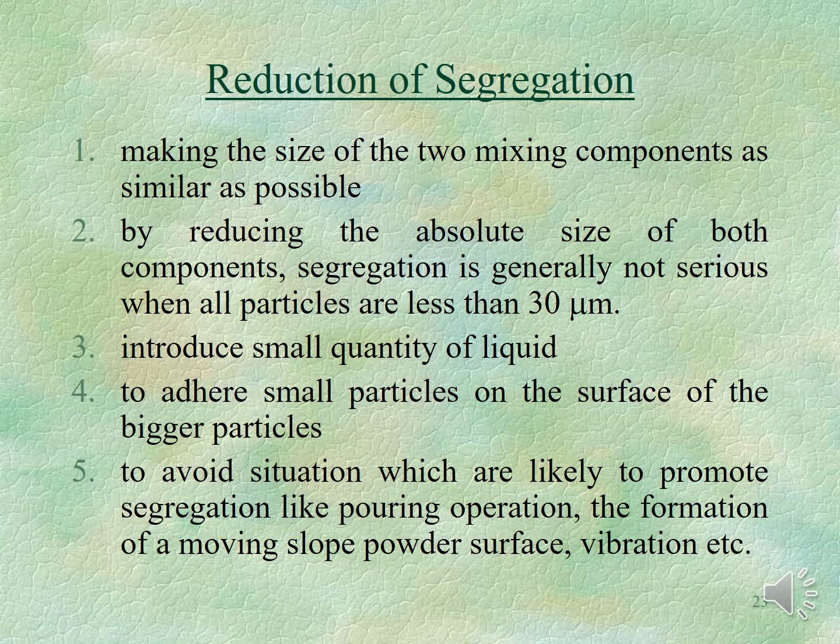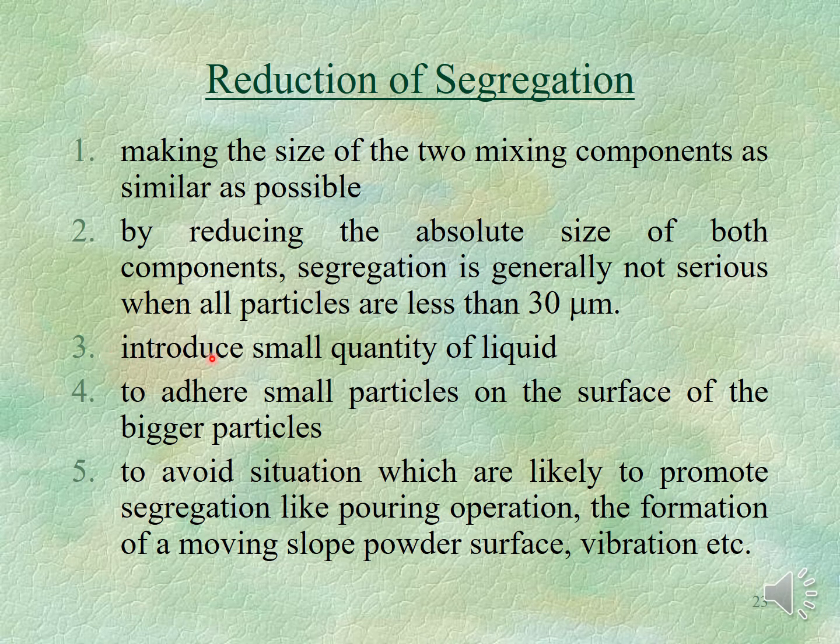And the second part of it is to reduce the absolute size. If possible, we do not want to mix free flowing powder, which is group A powder. We want to mix powder with higher interparticle forces. So we try to mix powder which is in group C. So if possible, all of them are less than 45 micron. And if possible, make it smaller, less than 30 micron.